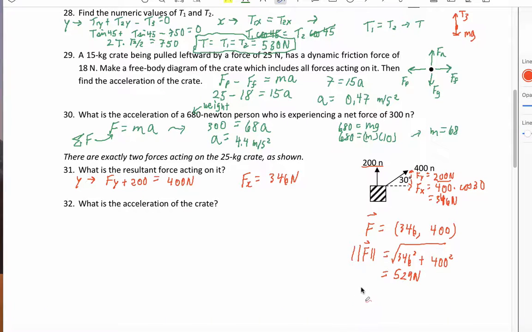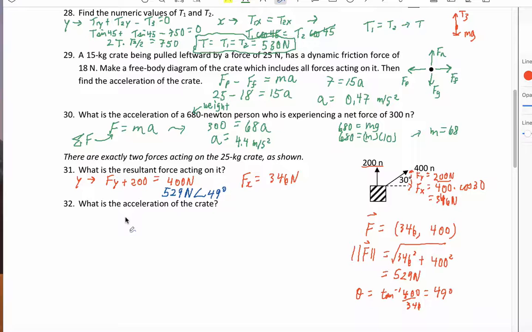Perfect. Now let's get the angle that the force points at. So theta is going to be the inverse tangent of 400 divided by 346. And when we get the inverse tangent of that, that's going to give us 49 degrees. So our resultant force, I'm going to write this answer in blue, is going to be 529 newtons at an angle of 49 degrees.